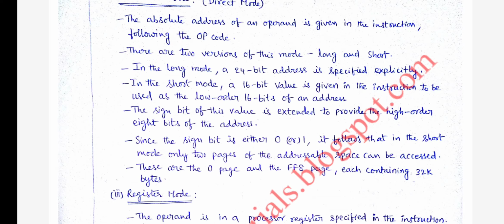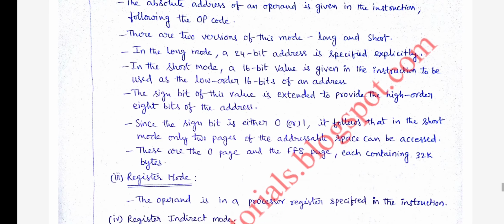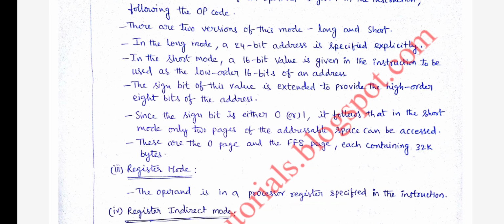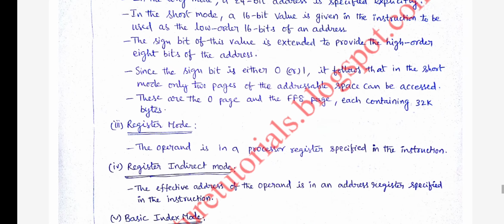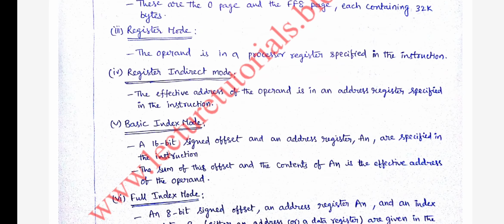Since the sign bit is either 0 or 1, it follows that in the short mode only 2 pages of the addressed space can be accessed. There are the 0 page and the F8 page, each containing 32k bits. Next, register mode. The operand is in a processor register specified in the instruction. Already we discussed all this, just description only.